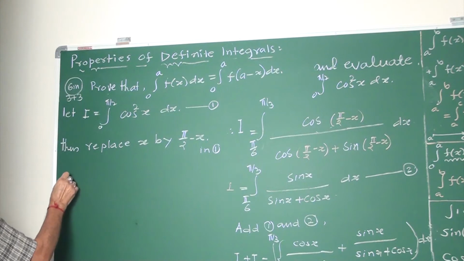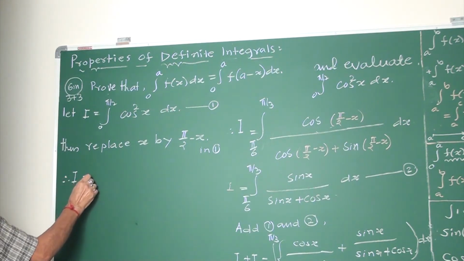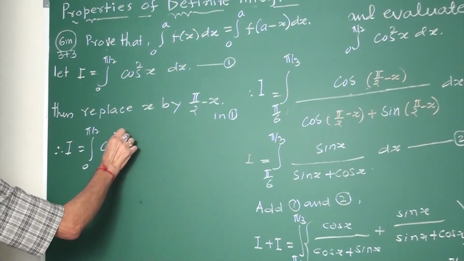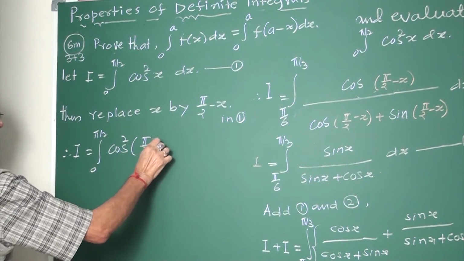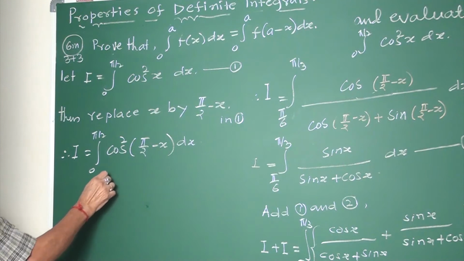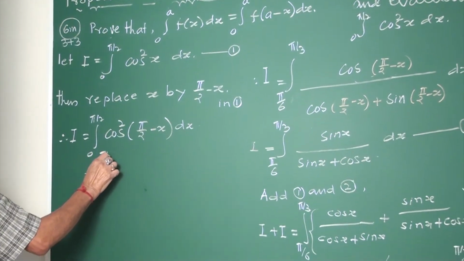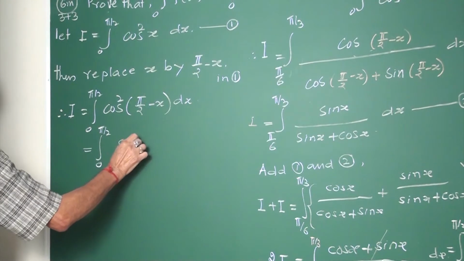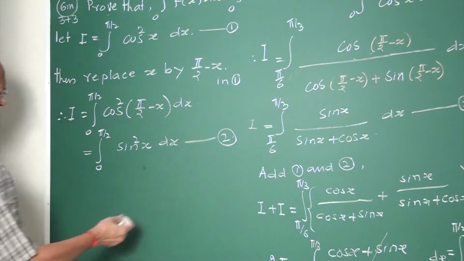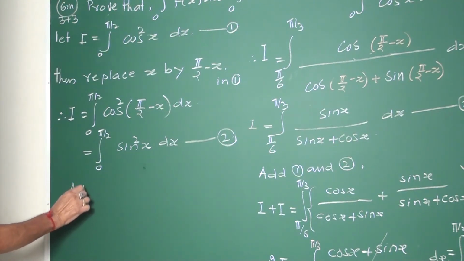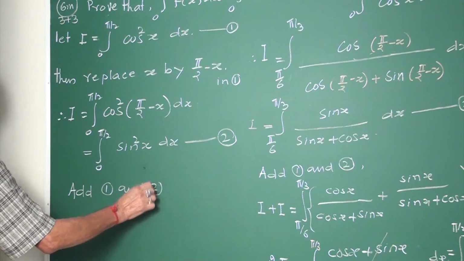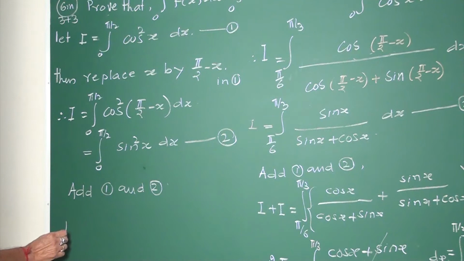Yes, my friend. Therefore, the same I equals integral 0 to pi by 2 cos square of pi by 2 minus x dx. Cos square changes to sine square. It is sine square x dx. My friends, name this as 2. Same first steps. After writing 2, add one and two.